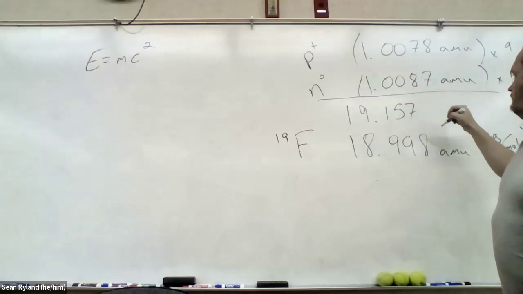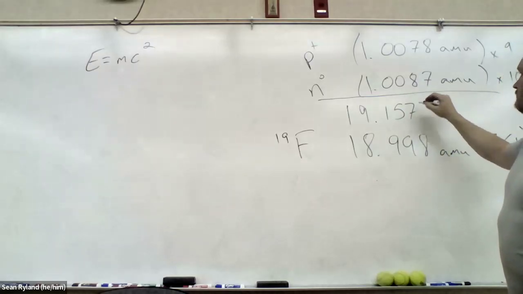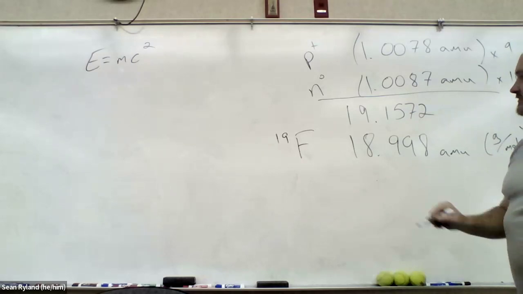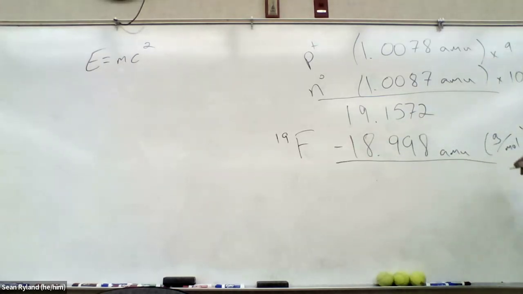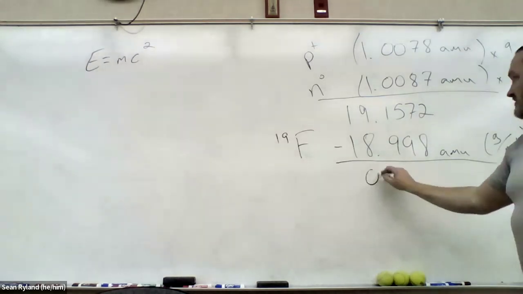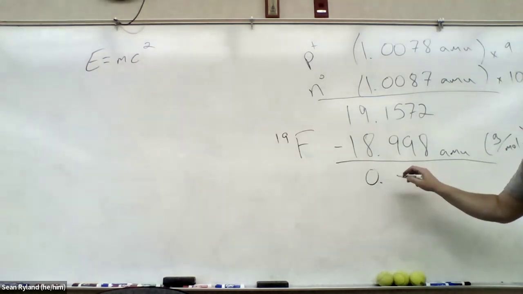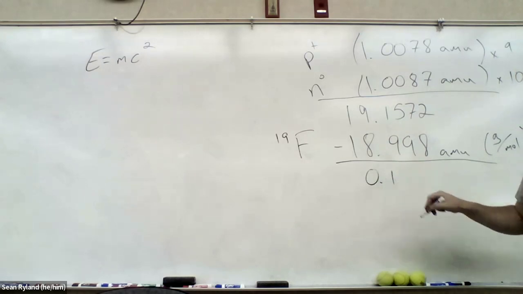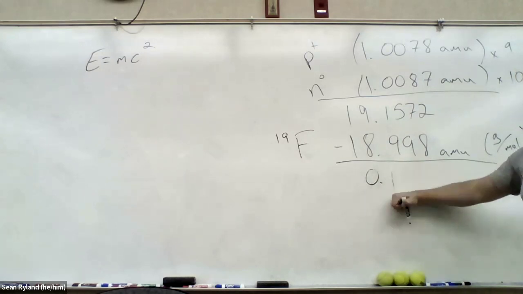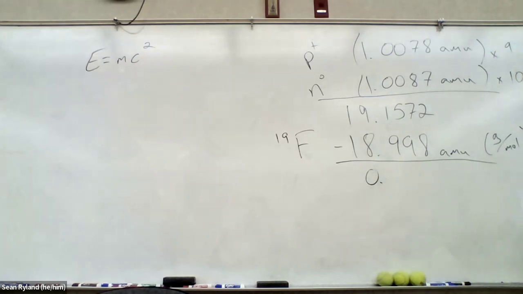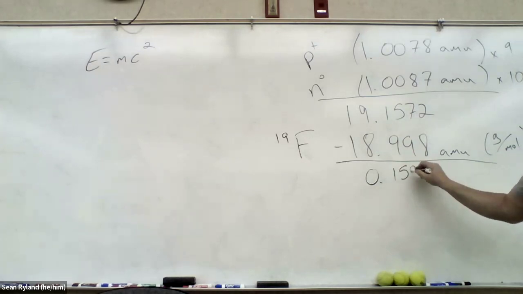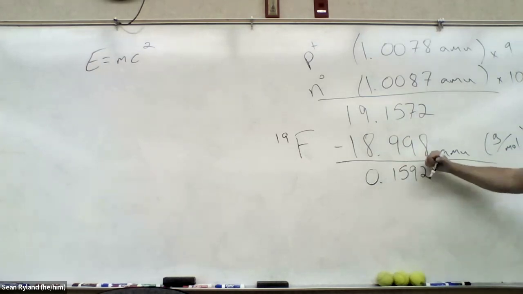$1,572. So our mass defect then is we just do the subtraction. So it's going to be 0. What do we get? I can't borrow in my head. 1.5. Let's call it 159 since we only go out to the thousandths place here.